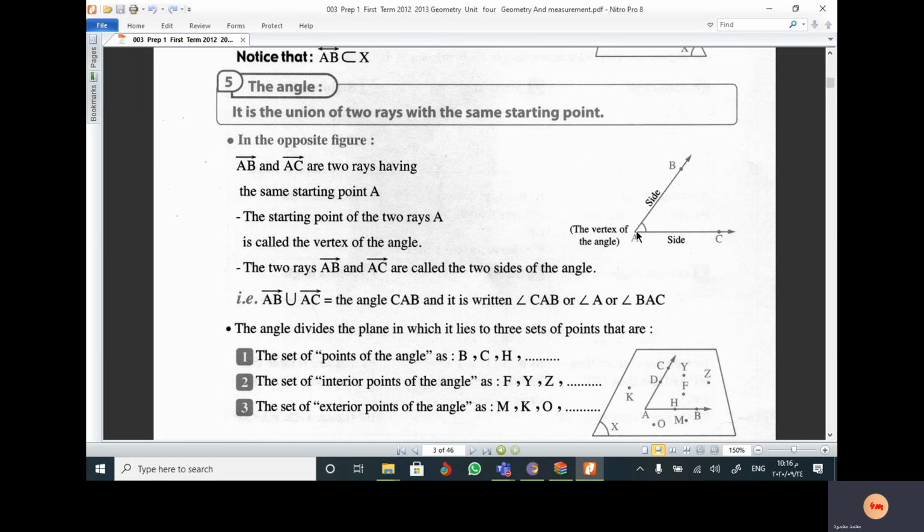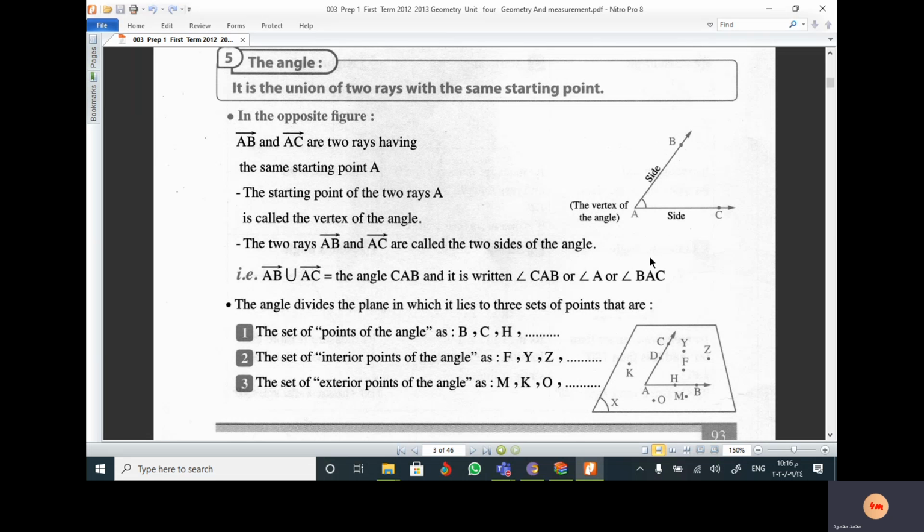An angle is formed from two sides, side AC and side AB. And the point A is named the vertex of the angle. You can write the name of each angle by three letters: angle CAB, angle BAC, or angle A.